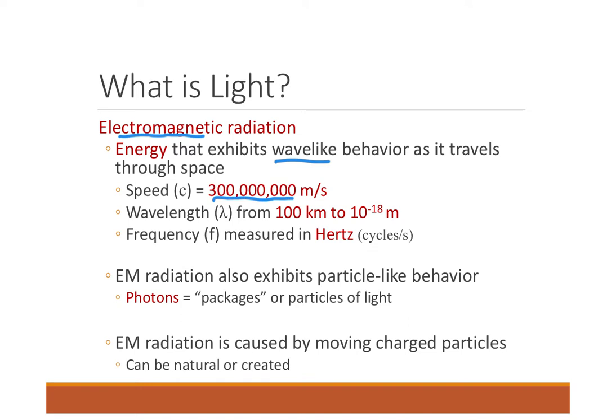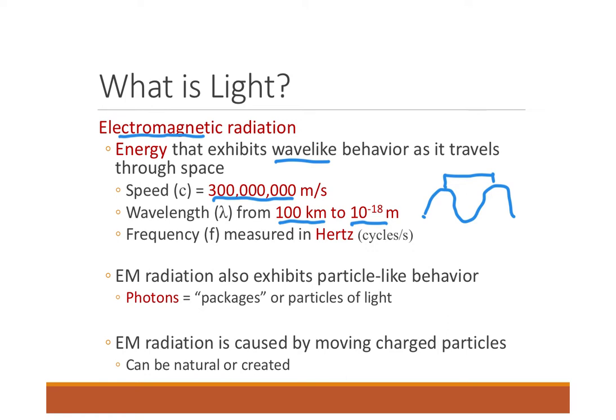Light can have a variety of wavelengths. They can range from as long as 100 kilometers per wavelength. And if you draw a wave, it kind of goes up and down like this. So a wavelength would be from the crest of one wave to the crest of the other. So wavelengths of light can be very long, or they can be very short, 10 to the negative 18 meters. So that's a decimal point, 17 zeros, and then a 1 of a meter.